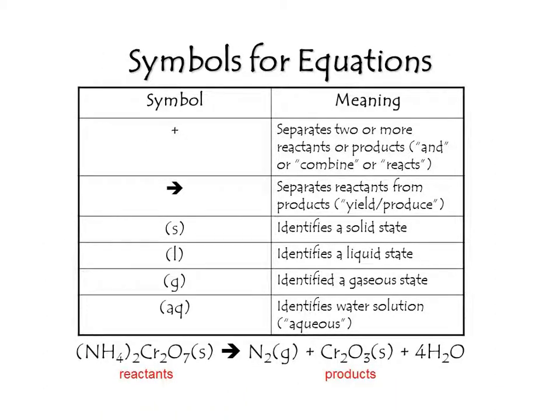Now, here are the symbols that you will see in a chemical equation. Plus is when you're adding two or more reactants, or if you produce more than one product. The arrow separates the reactants from the products and also indicates the word yield in a sentence. These last four tell you the state. S is for solid, L is for liquid, G is for gas, and AQ means that you have a solid that was dissolved in water, so it's an aqueous solution. And here is an example of one of those chemical equations with the correct symbols.